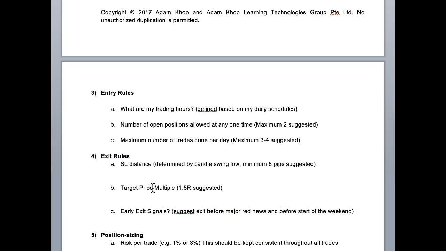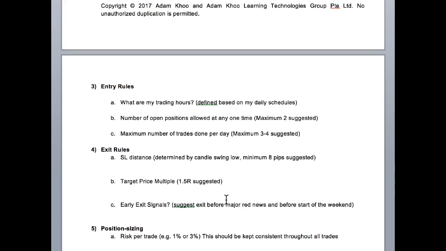Next, exit rules. Write down your exit rules. So I already taught you that your exit rule is a fixed stop loss and profit target. And the stop loss distance should be a minimum of 8 pips. That's my suggestion. You could change it if you want, but that works well for me. Minimum 8 pips. It could be more than 8 pips depending on where the swing low candle is when you go long and the swing high when you're going short. Right, for your profit target, again, write it down. My suggestion is 1.5 R.